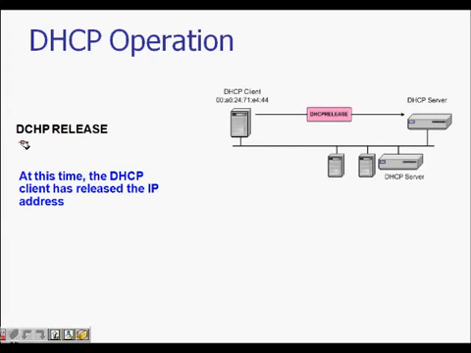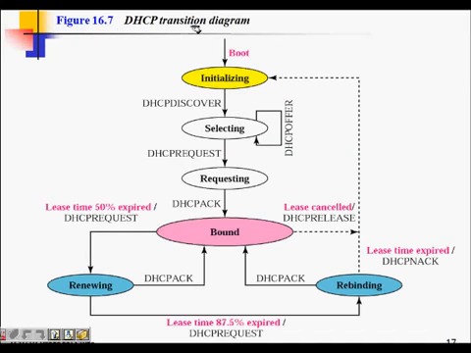Now, DHCP release. At this time the DHCP client releases the IP address, because I'm shutting down or whatever, so I do a DHCP release, I'm not using your IP address. And this is the state transition diagram. So I'm just booting up, so I'm in the initializing state. I've just started. So these are the states.